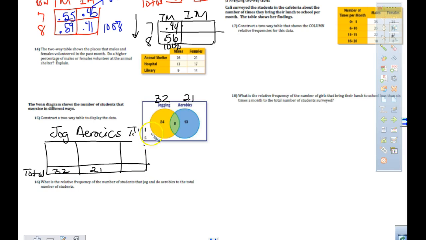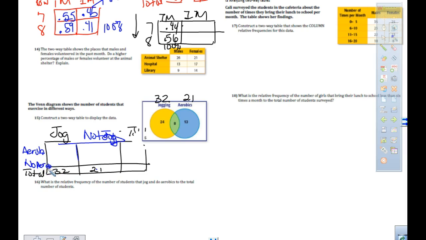Yes. Someone said, I don't know what this 5 means out here. Those are people that do what? They don't jog and they don't do aerobics, right? So this should be jogging and aerobics. This is going to be where some of you will make a mistake on your project today. You'll do jogging and aerobics, and this one should be jogging and not jogging. And this is going to be aerobics and no aerobics.